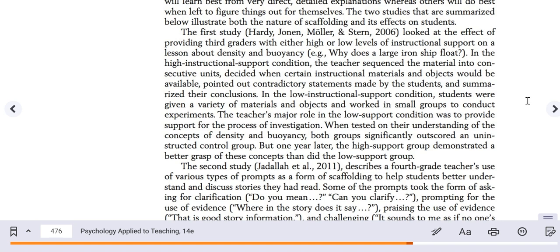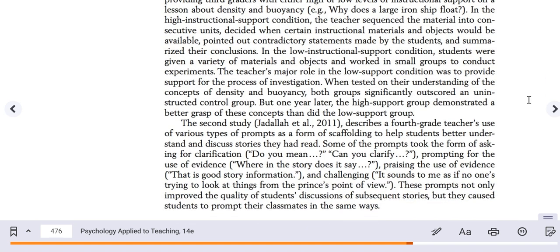In the low instructional support condition, students were given a variety of materials and objects and worked in small groups to conduct experiments. The teacher's major role in the low support condition was to provide support for the process of investigation. When tested on their understanding of the concepts of density and buoyancy, both groups significantly outscored an uninstructed control group. But 1 year later, the high support group demonstrated a better grasp of these concepts than did the low support group.